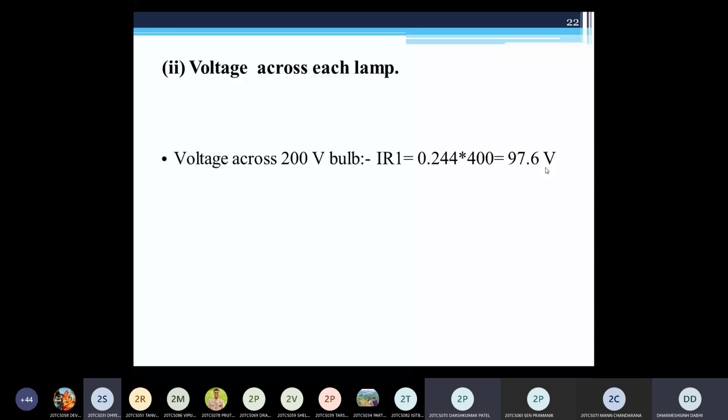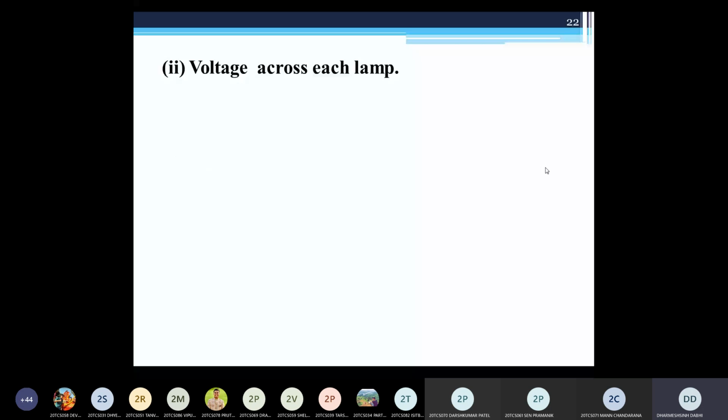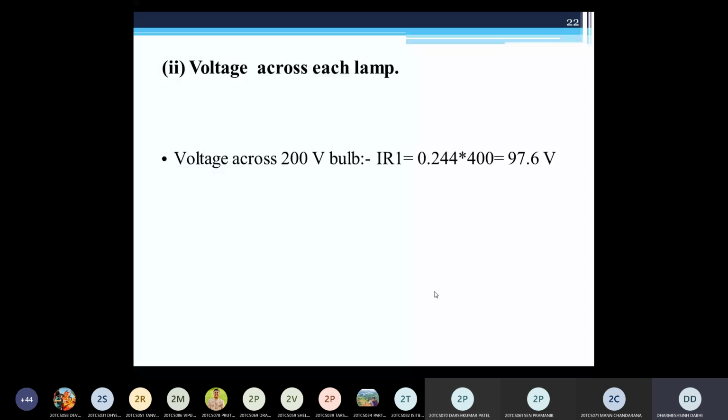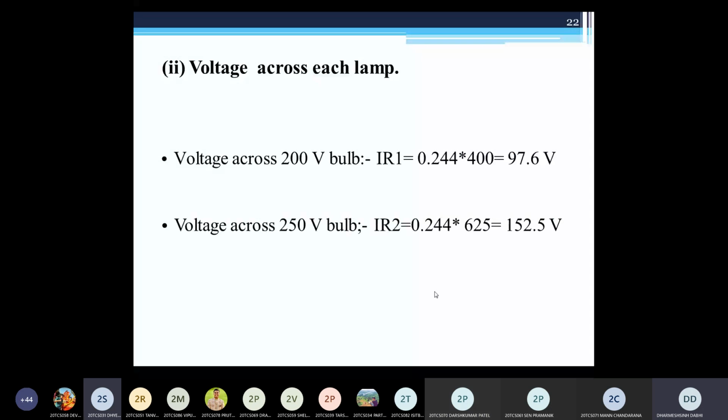Same way, the second bulb has resistance how much? 625 ohm, and current is 0.244. So 0.244 multiplied by 625, how much? 152.5. Yes, 152.5 volt. Clear, all of you?